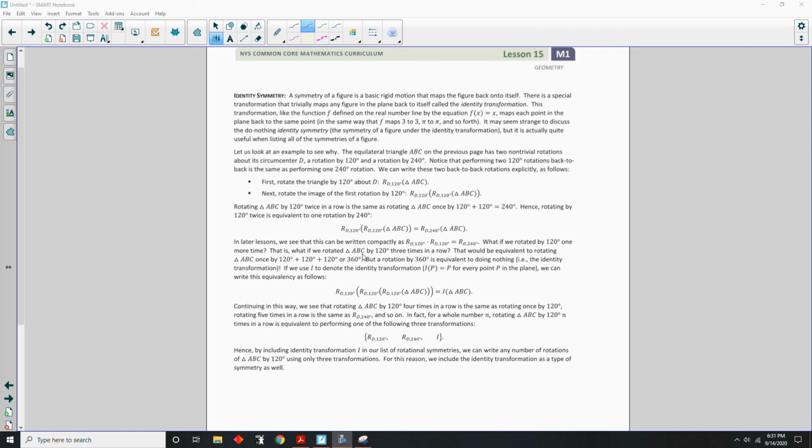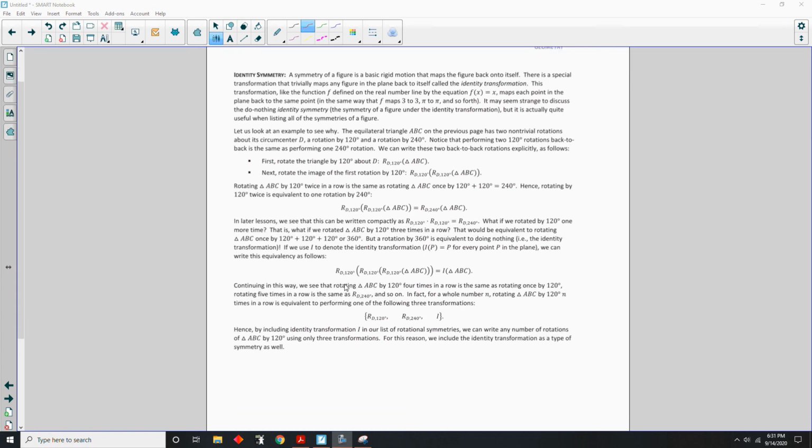That is, what if we rotated triangle ABC by 120 3 times in a row? That would be equivalent to rotating triangle ABC once by 120 plus 120 plus 120, or 360 degrees. But a rotation by 360 degrees is equivalent to doing nothing, i.e. the identity transformation. If we use I to denote the identity transformation, the identity of P is P for every point P in the plane. We can write this equivalently as follows. The rotation about D 120 degrees, rotating it again about D 120 degrees, and again about D 120 degrees, triangle ABC is equal to the identity triangle ABC.